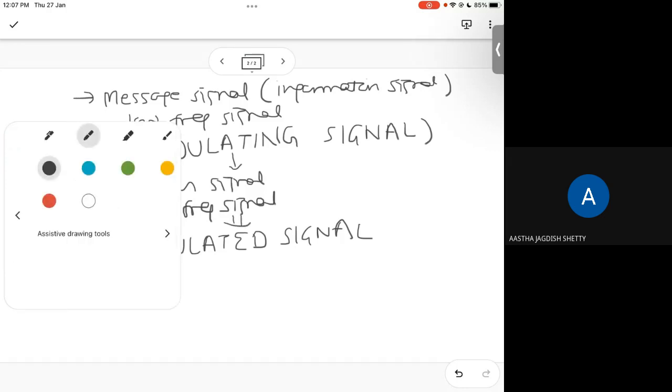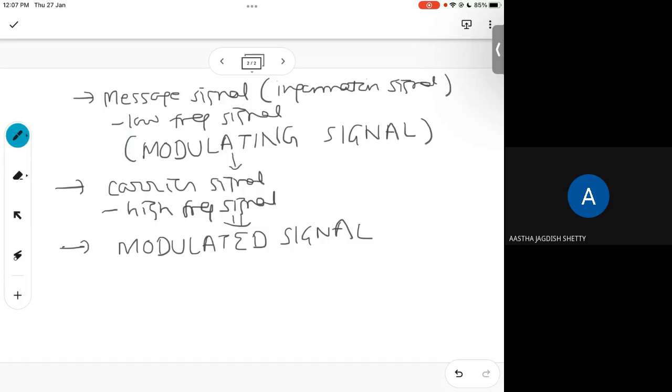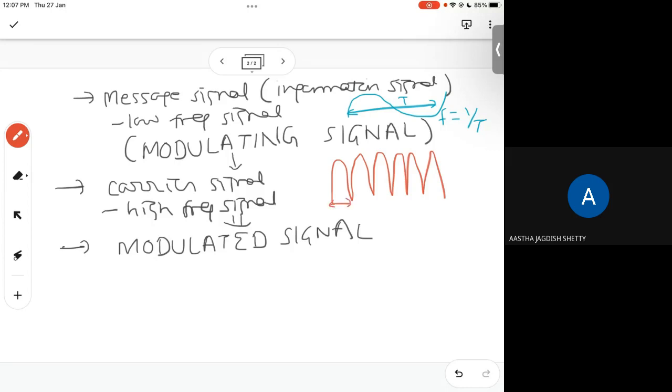Basically, this is your low frequency signal. A low frequency signal is something like this, because frequency f equals 1 by T, and this is your complete cycle. So this is a low frequency signal. And a high frequency signal I could draw like this. Here my complete time period is T, and f is equal to 1 by T. Here my frequency is very large because the time for one complete cycle is very small. So this is my high frequency signal and this is my low frequency signal.